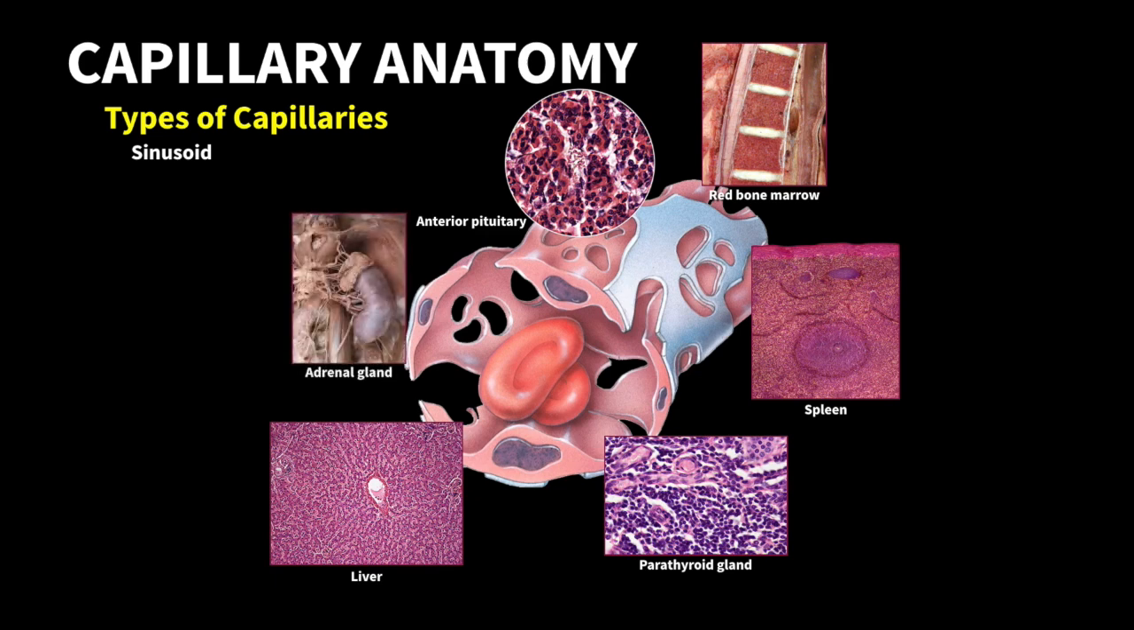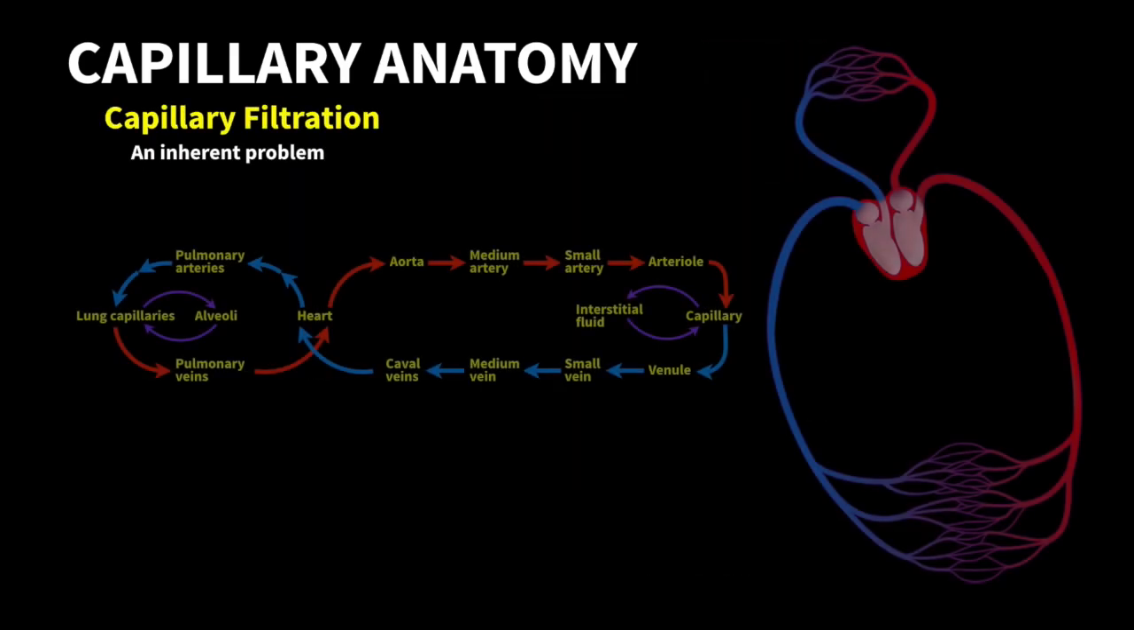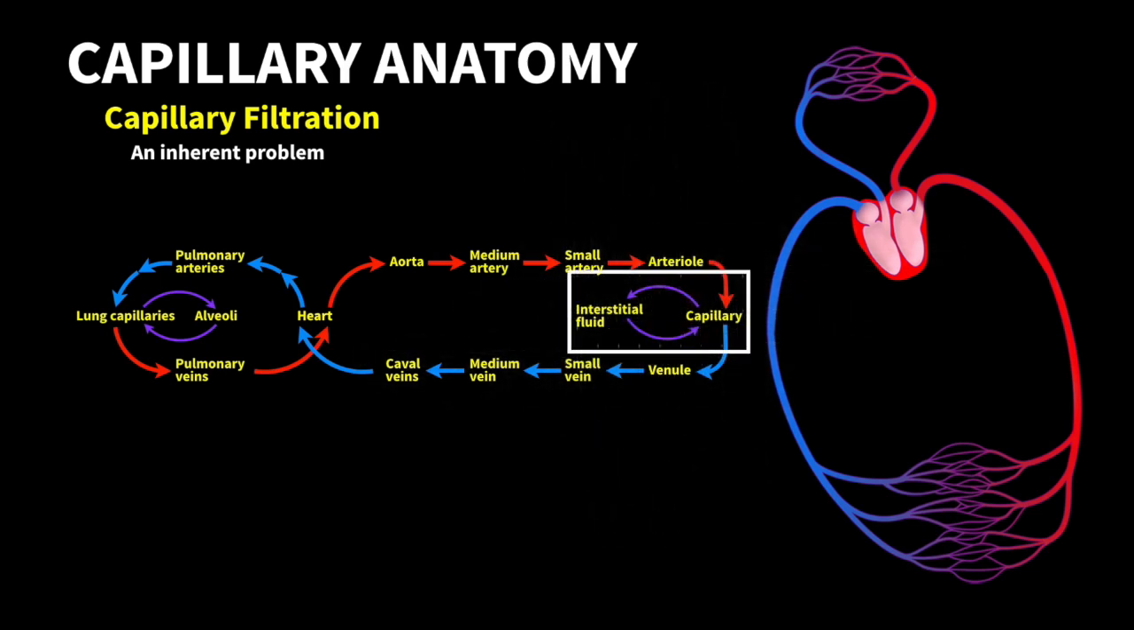We see then that the structure of capillaries facilitates their function as the exchange vessels of the body. However, in a closed circulatory system driven by a pump, a problem is encountered at the microcirculatory level of the capillaries. The net exchange of water is not equal, as more of the water in the blood is moved out of the capillaries than is returned to the capillaries from the interstitial fluid.